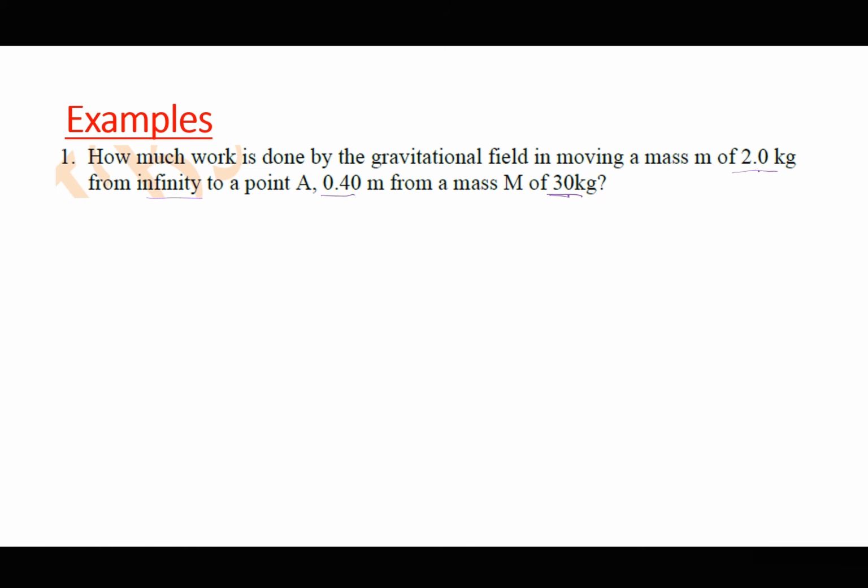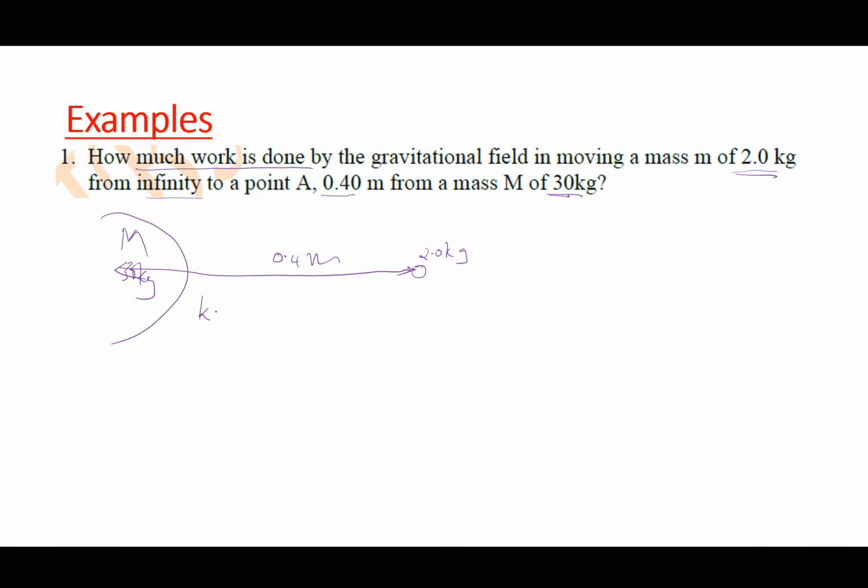So maybe I can put this in drawing. Let this be the mass of 30 kilograms. So this will be the large mass. So we are assuming we have moved a small test mass of 2.0 kilograms from infinity to a point which is at a distance of 0.4 meters. So we want to find how much work is done, that is the gravitational potential energy if I consider the whole mass. It is gravitational potential if I consider just 1 kilogram.